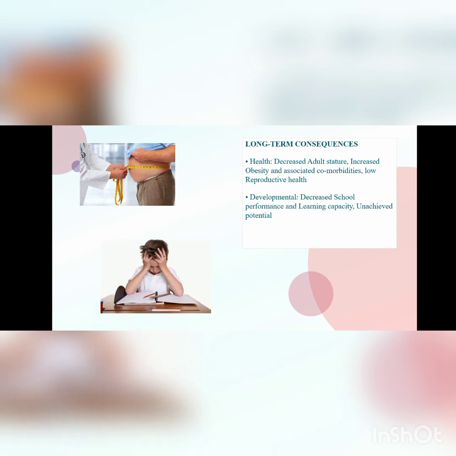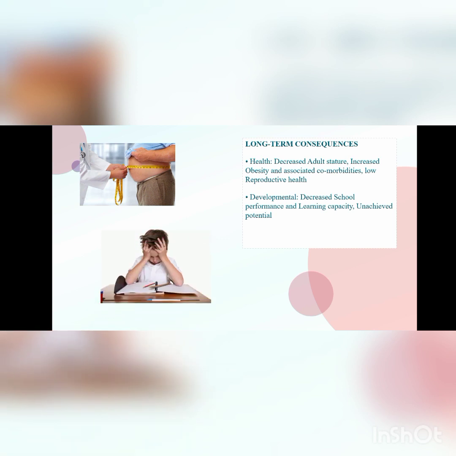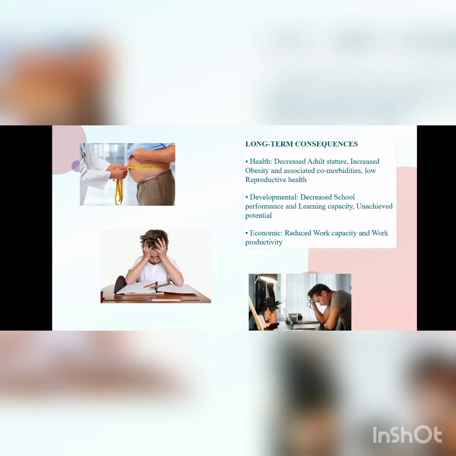Long-term consequences include decreased adult stature, increased obesity and associated comorbidities, and low reproductive health. In development, it causes decreased school performance and learning capacity, unachieved potential, and reduced work capacity and work productivity in stunted children.